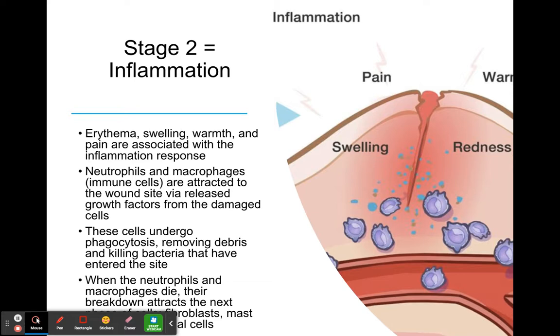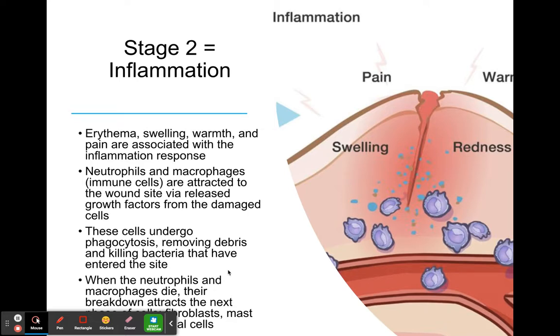So it's like an automatic response. Then what happens is the neutrophils and the macrophages undergo phagocytosis, which essentially means that they remove the debris and kill the bacteria that have entered the site.